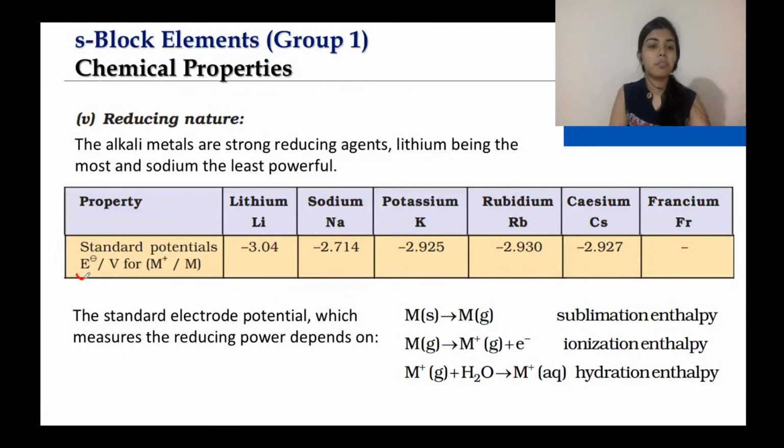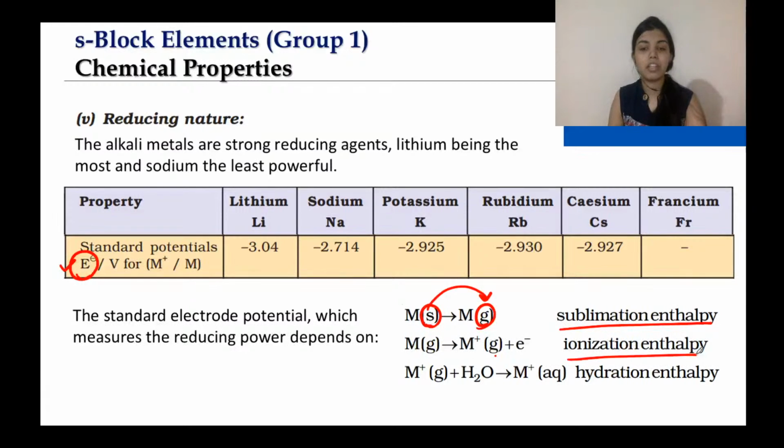Now the standard electrode potential, which determines how easily a species can get reduced or oxidized, depends upon, first, the metal being converted from solid to the gaseous state. This is known as sublimation enthalpy. Then from the gaseous state, the metal will lose an electron. This is known as ionization enthalpy. Then this M plus will get hydrated by water and form an aqueous solution of M plus, known as hydration enthalpy. So electrode potential depends upon three factors: sublimation, ionization and hydration.